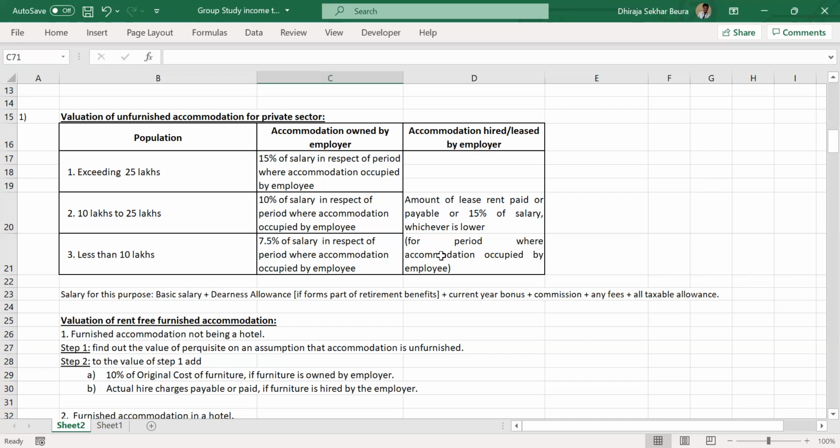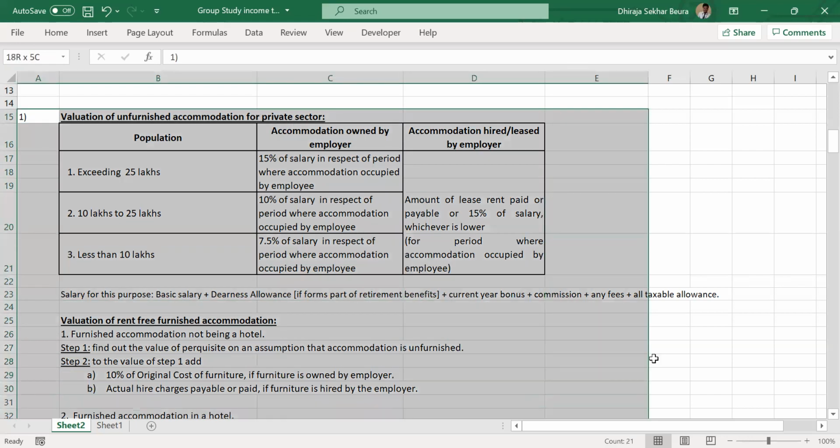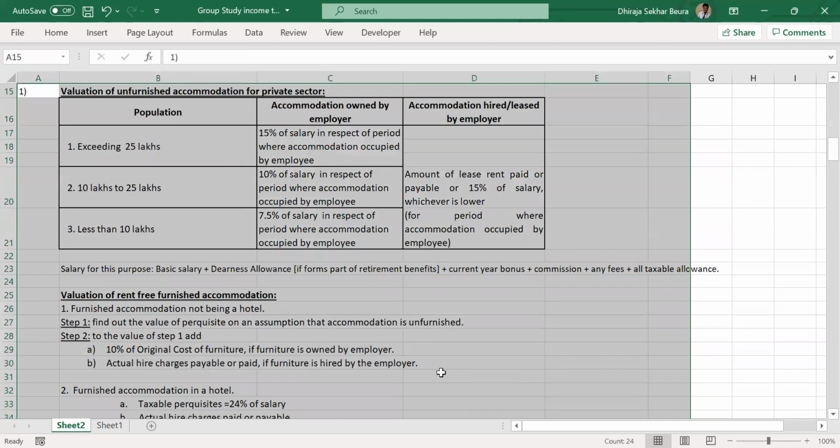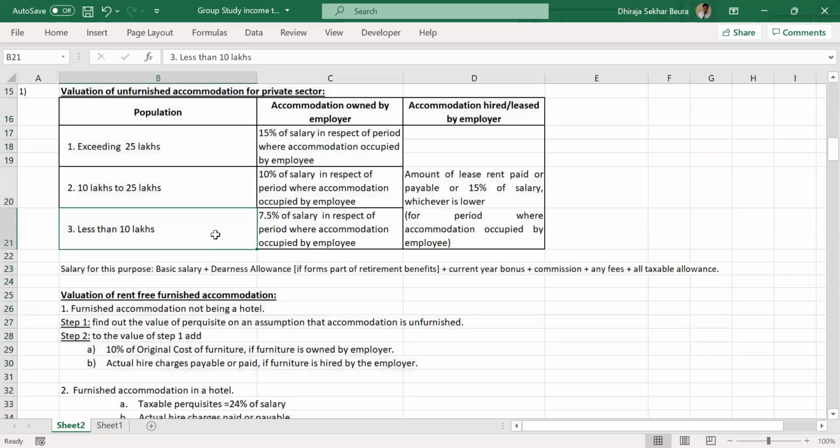So right now, the first point, as you can see, is a point that I have mentioned. I just copied a specific table from sir's notes, which reads valuation of unfurnished accommodation for private sector. What is it? Can somebody tell me from the name of it, and the heading of the table also, use it and tell me what it does. What is it exactly about?